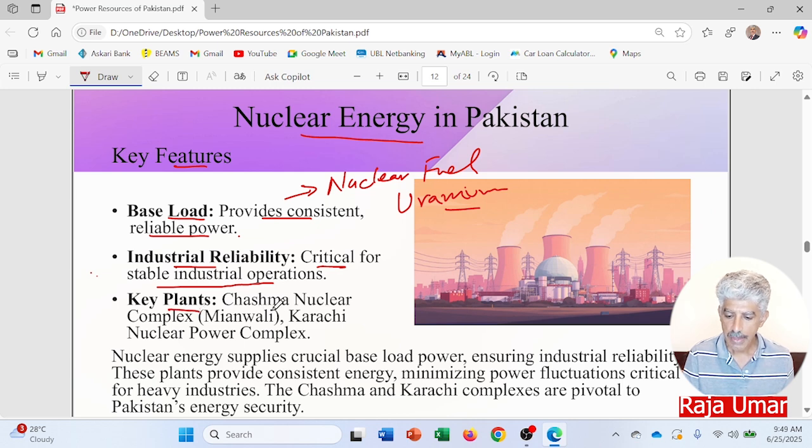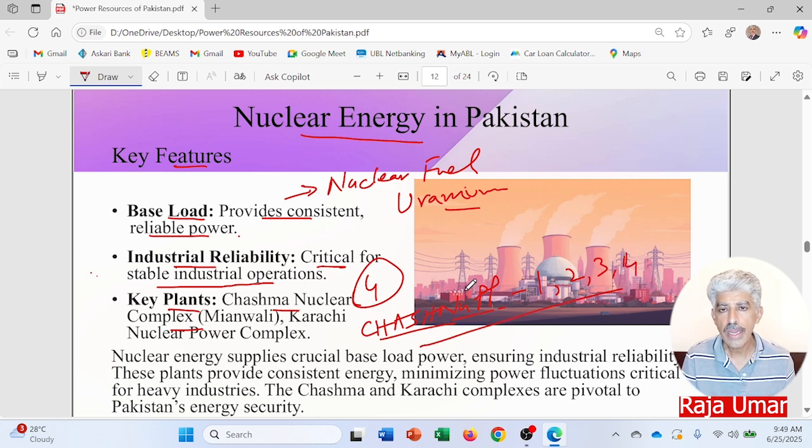Key plants: Chashma nuclear power plant, and now we have 4 power plants over there at Chashma, district Miawali, and they are known as CHASHNUPP, Chashma Nuclear Power Project 1, 2, 3 and 4. So it means that there are 4 nuclear reactors producing power over there at Chashma.